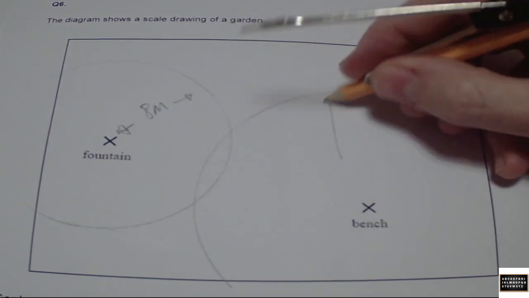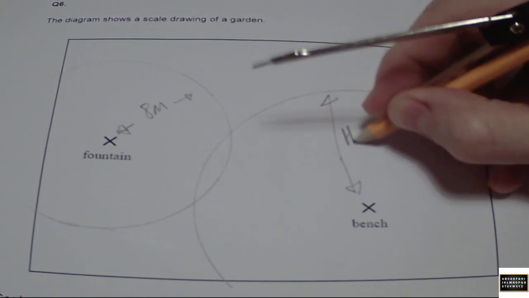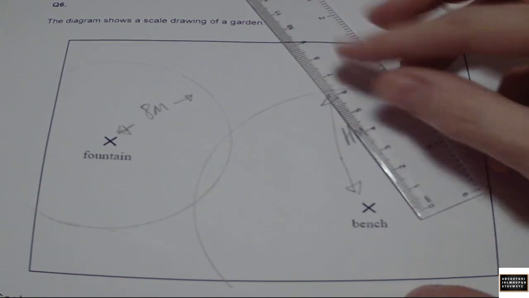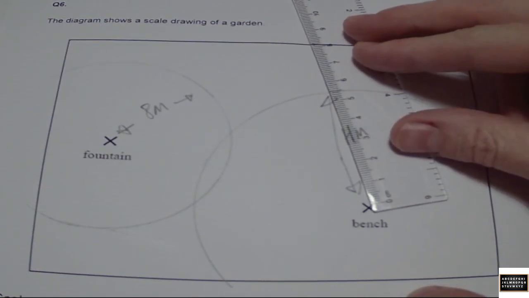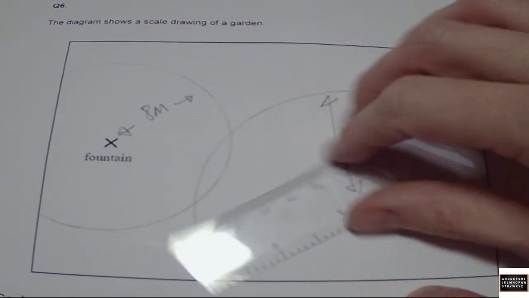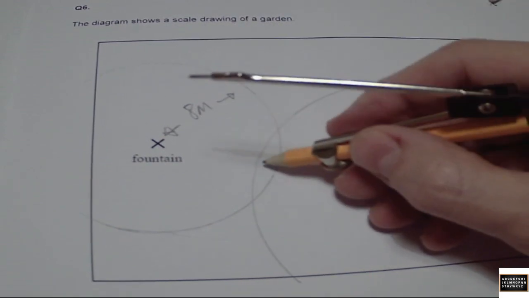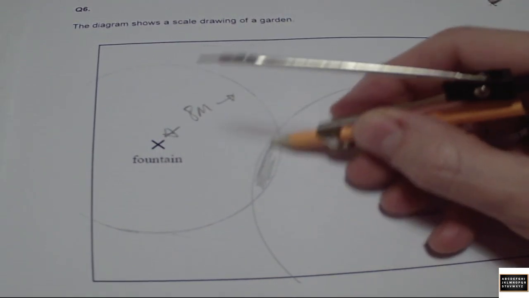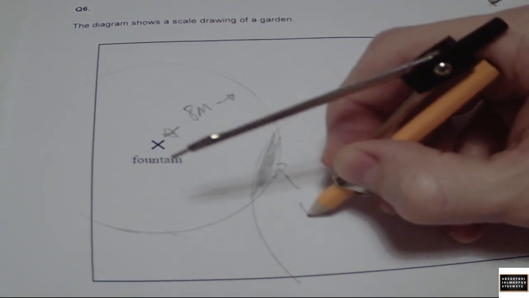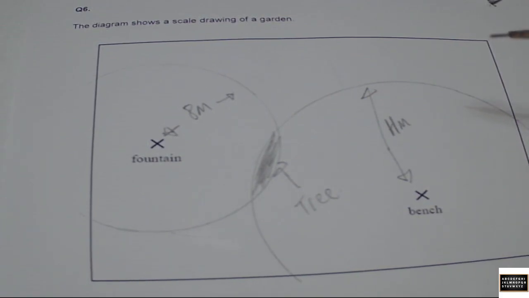And then I'm going to show the examiner that this is representing 11 meters now. Again, I'll double check that is actually 5.5. So yeah, 5.5. And then this one, just check that's 4. Yeah. So they're saying that it has to be less than that, so the only place it can be is in there. That's where the tree has to go. So I'll put a little mark there to show the examiner that's where it goes.